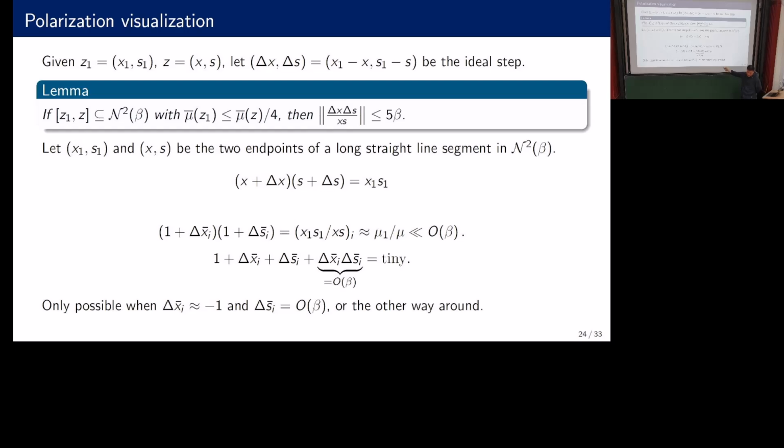So in order to achieve this dominant balance, you have to balance either delta xi or delta si with 1, meaning it is only possible when delta xi is approximately minus 1, and then you have to balance the second order term with another first order term, so delta si is order beta, or the other way around. This is basically the only way to achieve dominant balance with this equation, because if your delta xi balanced with delta si, then you are left with a 1 on the left hand side, and it has no way to balance with something tiny on the right hand side, because the second order term is order beta.